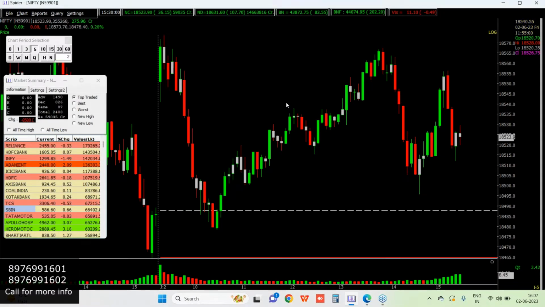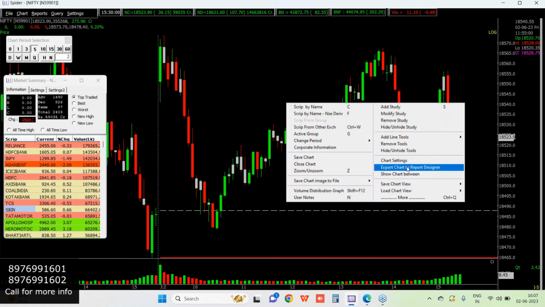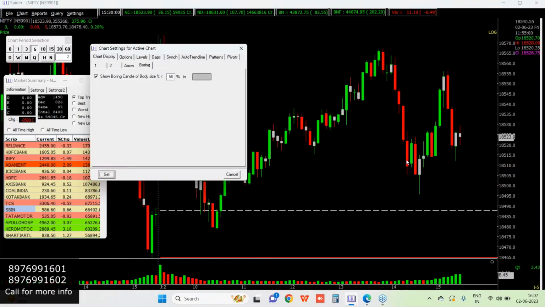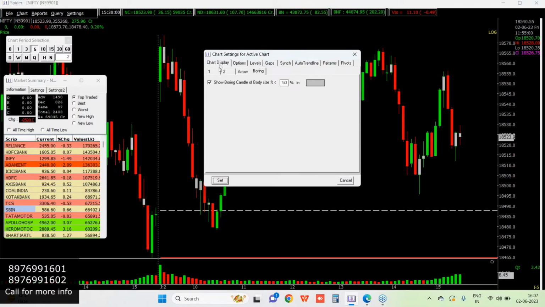Before starting with this, I'll go to our software, and here you can see we have the chart. If I right click on the chart, there is an option for chart settings. Once you click on chart settings, you will get this tab, and in the first one, chart display, you have the fourth sub tab, which is boring. Here you can change your base setting. If a candle has less than 50% body, then definitely we can say it is a boring candle, or a weak candle.